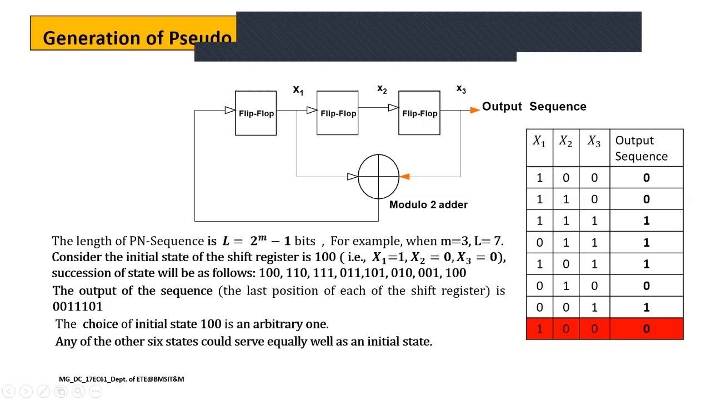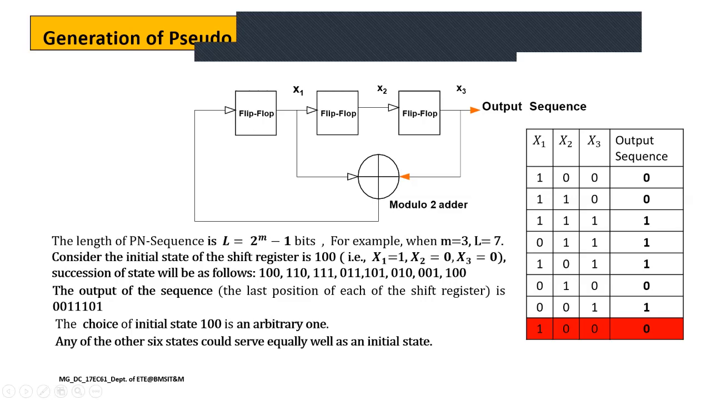Now again, if I apply a clock pulse, this 0 will be shifted out as the output sequence. The output of flip flop 3 will come out. Now what will be the input of the first flip flop? Since x1 is 1 and x3 is 0, 1 XOR with 0 will be 1. So the output of the modulo 2 adder will be 1. That 1 will be fed to flip flop 1. This 1 1 0 will be shifted by 1 bit, so it becomes 1 1 1, and the output sequence will be this 1.